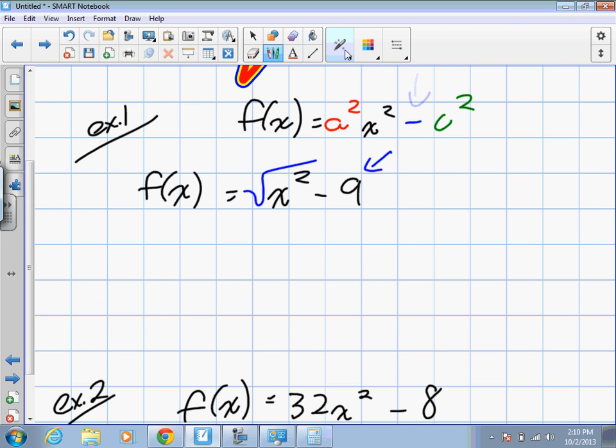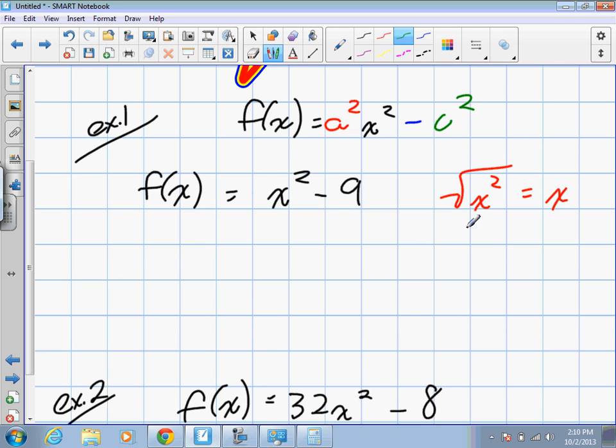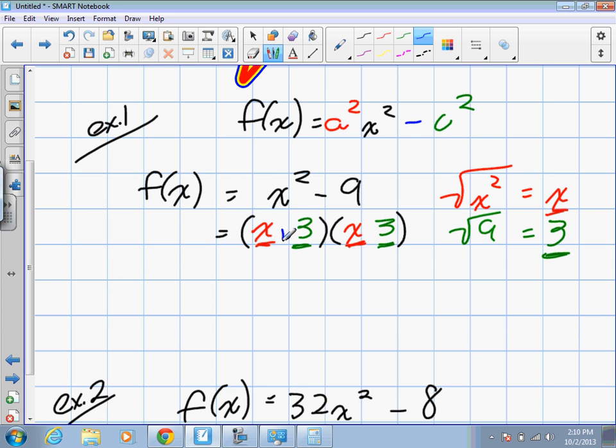So, I take a look at our very first example here. Can I find the square root of x squared? What would it be? X, great. And what would the square root of our last term be? 3. Okay. So from there, it becomes very simple. We just have two brackets. The first term becomes the first term in each bracket, and the last term is the last term in each bracket. The only difference is we put a plus in one and a subtraction sign in the other.